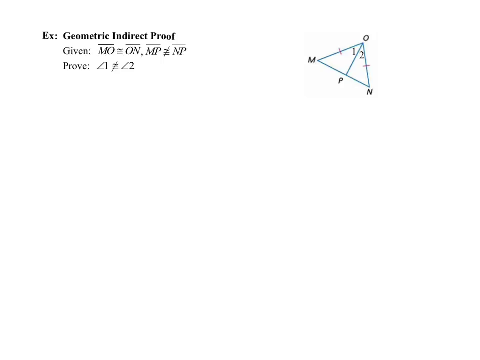All right, so step 1, we're going to assume the negation of the proof statement. The proof statement is that angle 1 is not congruent to angle 2. Well, to negate a statement that has a not in it, you take the not away. So we are going to assume that angle 1 is congruent to angle 2.